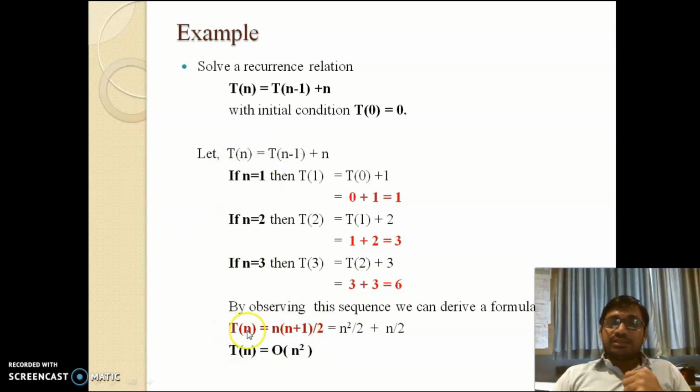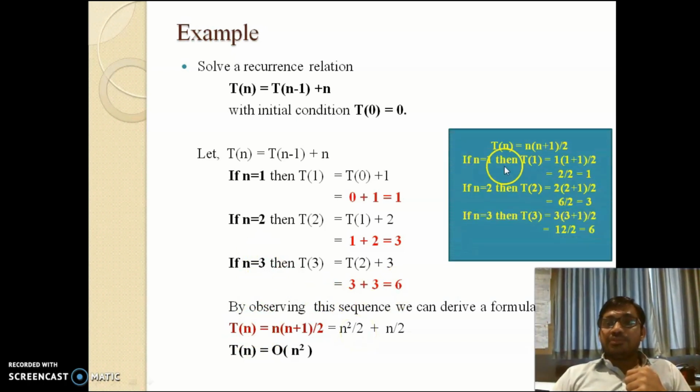Because in this equation, t of n is equal to n into n plus 1 divided by 2, if we put the value of n is equal to 1, we get the same answer, 1. If we put the value of n is equal to 2, we get 3 as the answer. If we put the value of n is equal to 3, then we get 6 as the answer. Let's take one example.